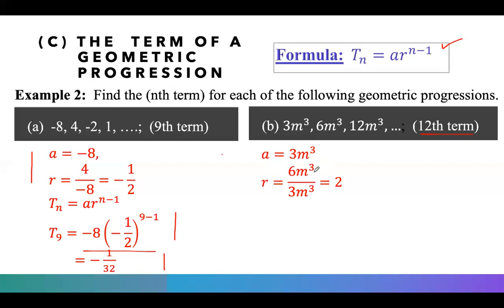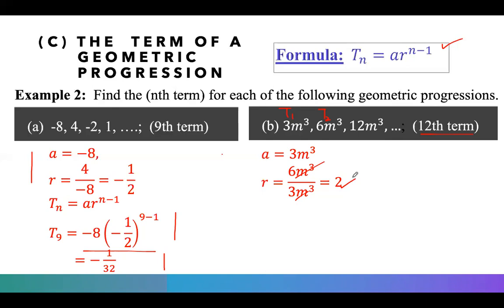Okay, if you're still wondering why it's like that, r is term 2 divided by term 1. So remember that. Okay, so you get 6m to the power 3 over 3m to the power 3. So the m to the power 3 and m to the power 3 you can cancel. And then 6 divided by 3 is 2, right? So our a is 3m to the power 3 and r is 2.